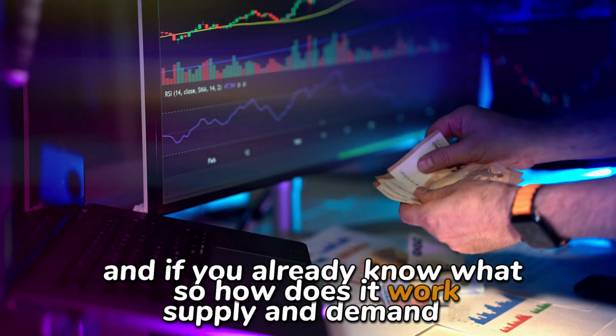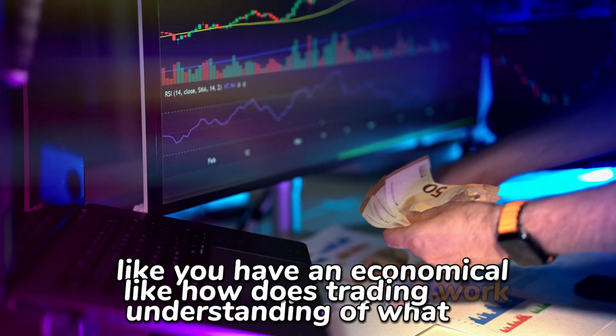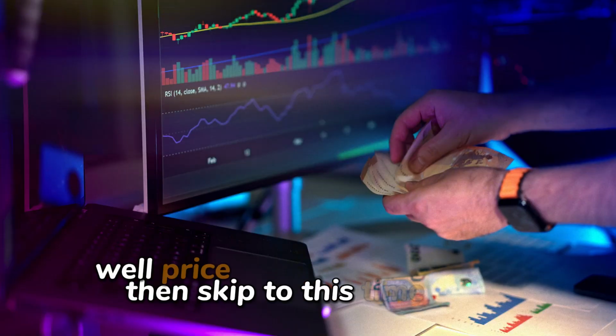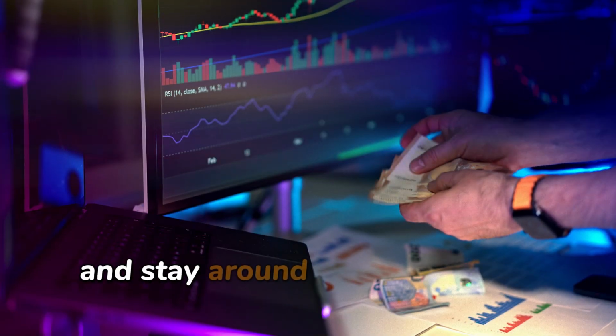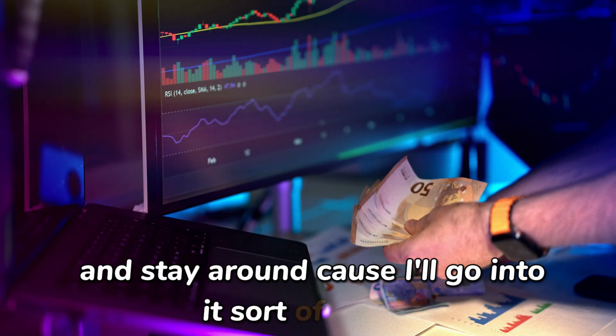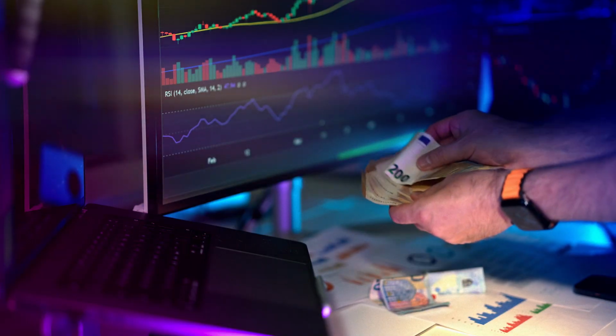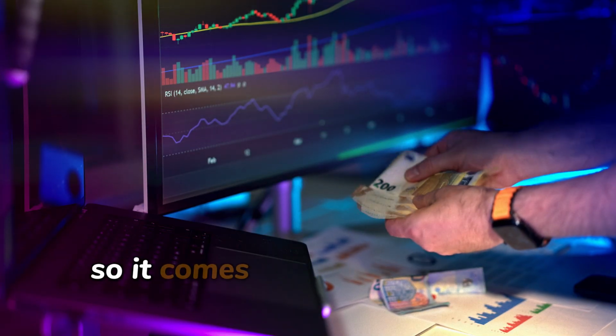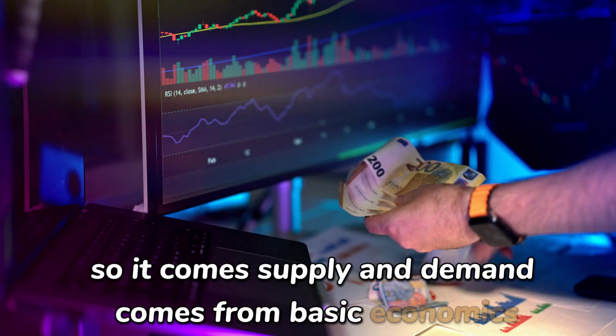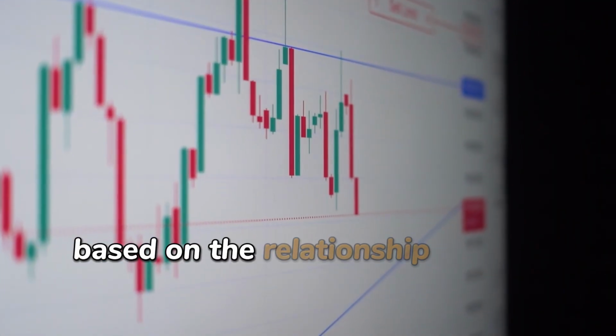So how does trading work? Well, price moves due to supply and demand. And if you already know what supply and demand is, like you have an economical understanding of what it is, then skip to this time. If not, then stay around, because I'll go into it.